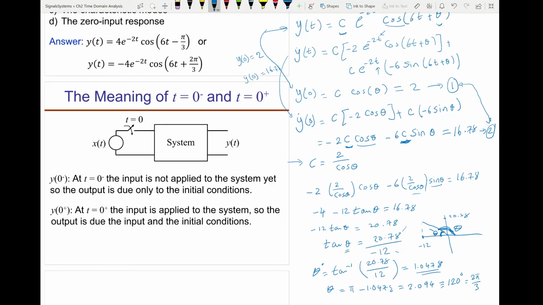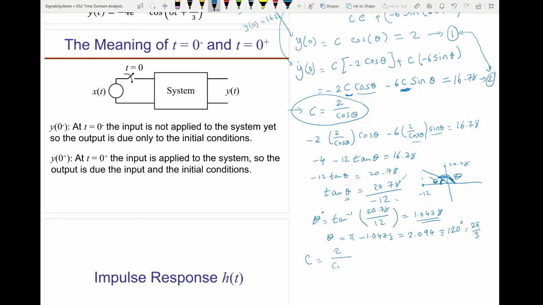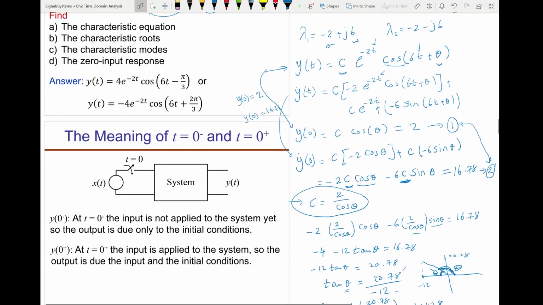Now let's find C. I will go back to this equation to find C. So C will be 2 over cosine of theta. If your calculator is in radians, you plug in this; if your calculator is in degrees, you plug in this one. So let me use radians, 2.094, and the answer should be minus 4. So our final answer, you just plug in the constants: C is minus 4 and theta is 2 pi over 3.